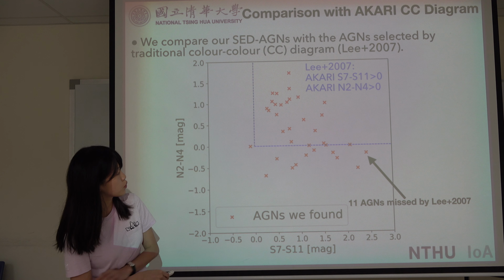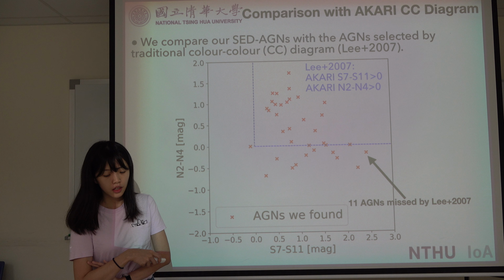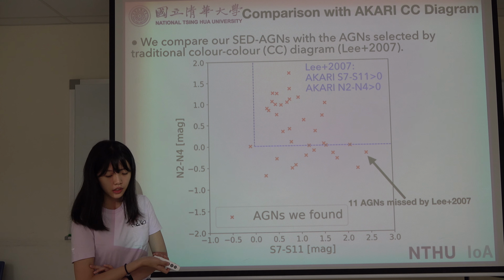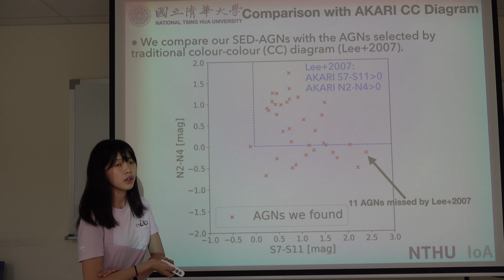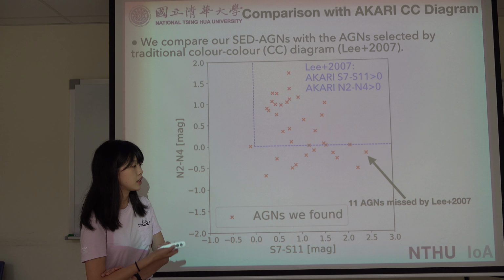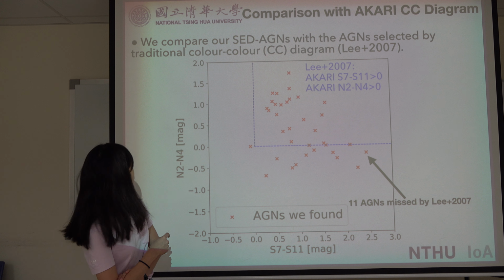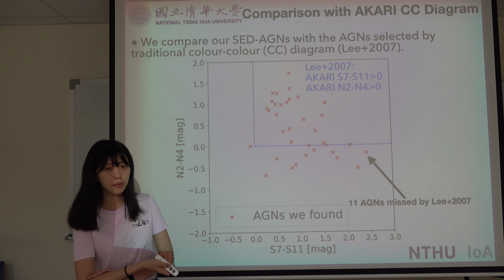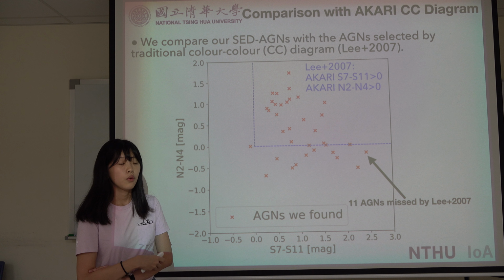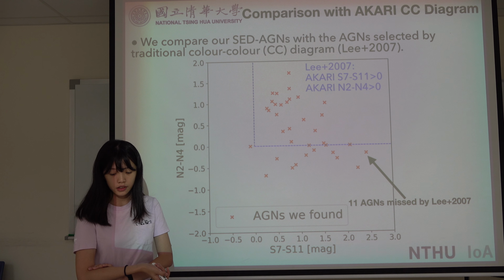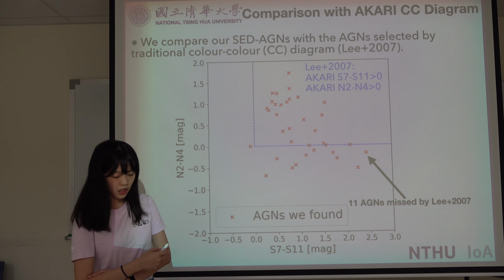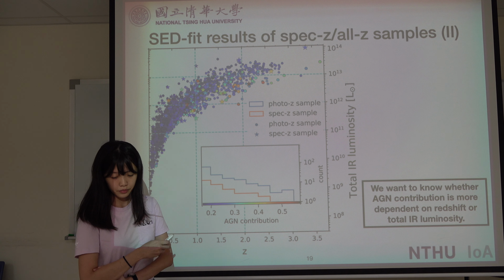This is because we have more bands. Therefore, our classification will not only depend on these two colors. We will have a more complicated AGN selection. Therefore, we are able to recover these missed AGNs.